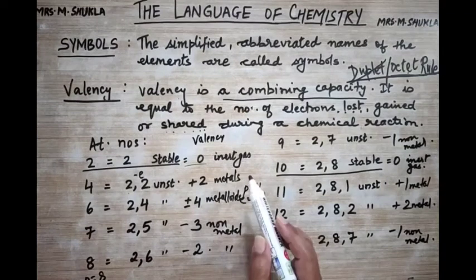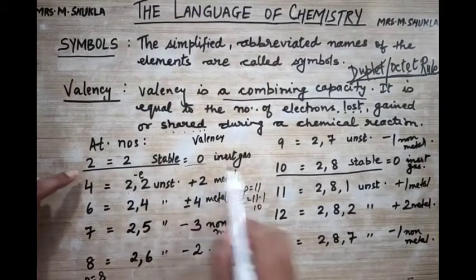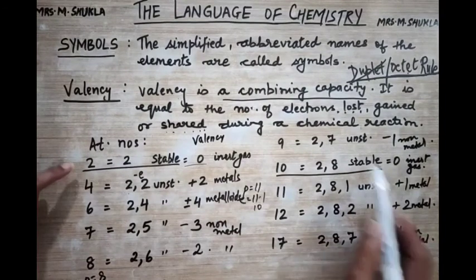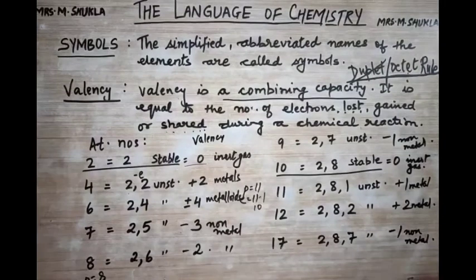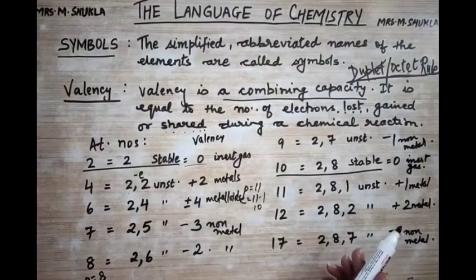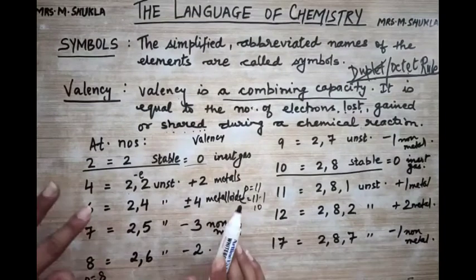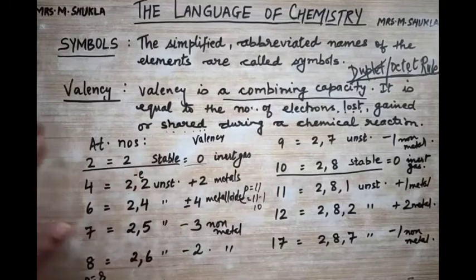Thus, what did we see here? Elements are of 4 types. The stable elements, they do not have a combining capacity. So they do not have the tendency to lose or gain, and therefore no valency for them. All others which are unstable, they have a combining capacity. Now they have to become stable and reach the nearest inert gas configuration.